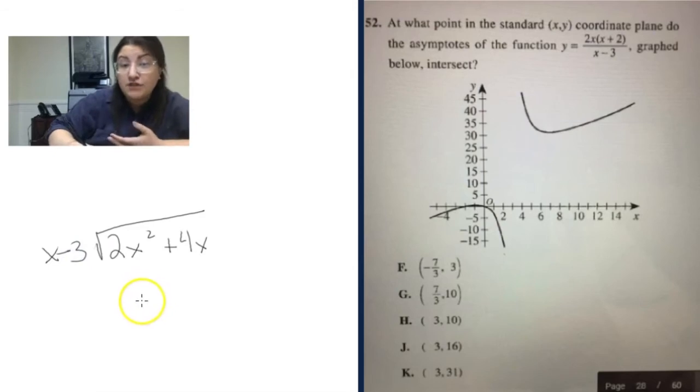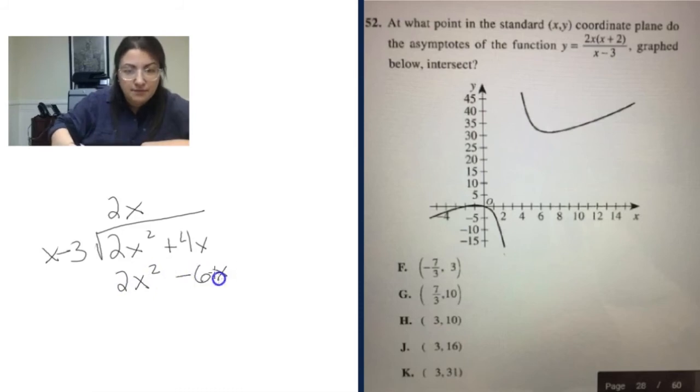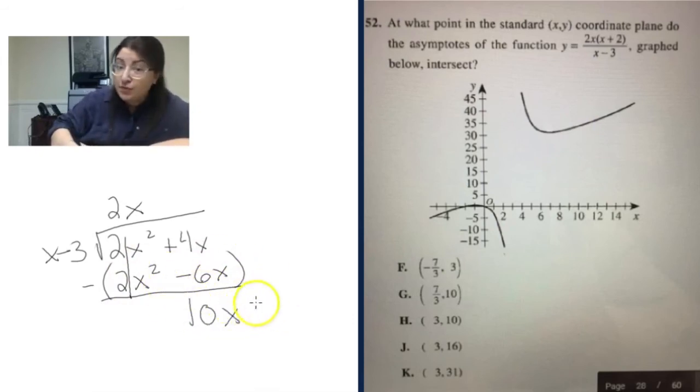Whenever we're doing long division with expressions, we go through the same process as we would long division with just numerical values. So we're going to start by doing this 2x squared divided by x. We get 2x up here, then we'll multiply each of these terms by 2x. Subtract this. These will cancel out. We have a subtraction of negative 6x, so that's going to be the same thing as adding 6x, and we're left with 10x. We go through the process again.